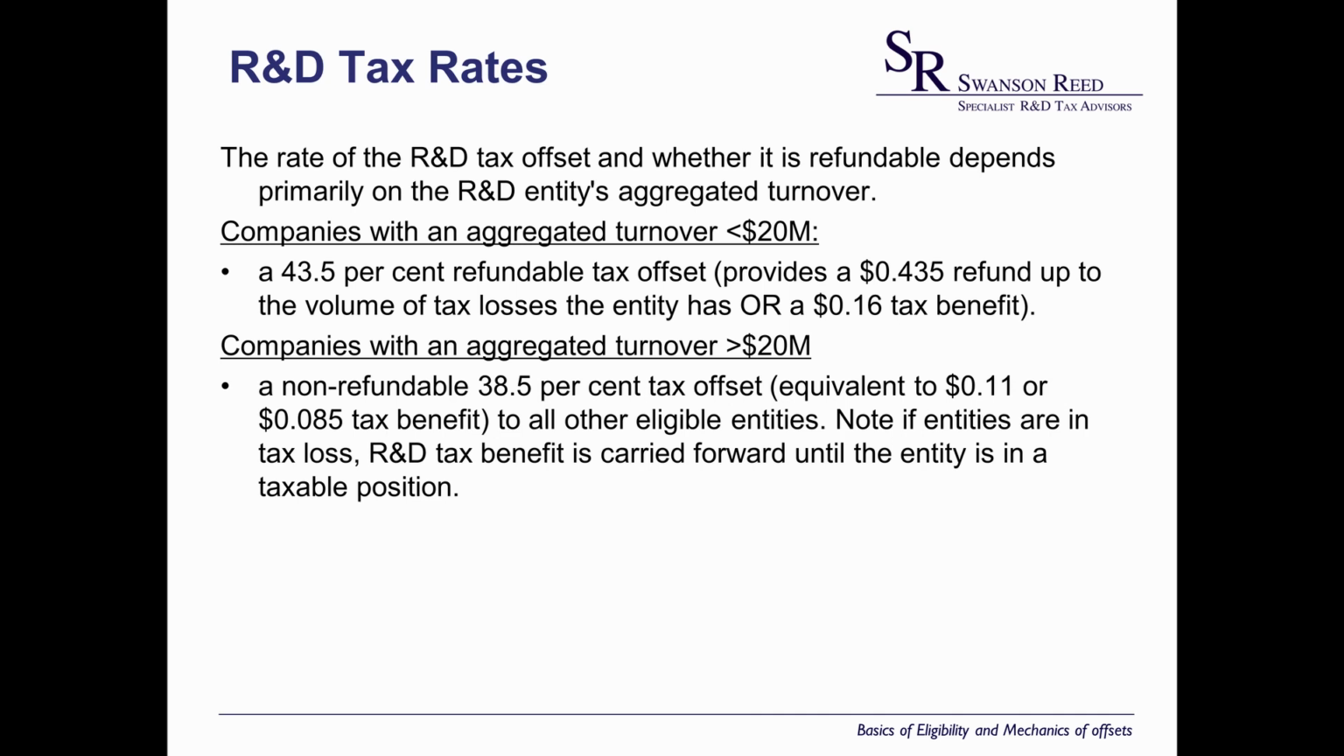Companies with an aggregated turnover greater than 20 million receive a 38.5% non-refundable tax offset. This provides an 11-cent or 8.5-cent tax benefit depending on the company's general tax rate. If entities claiming under the non-refundable R&D tax offset are in tax loss, their R&D tax benefit for the year is carried forward to future years.